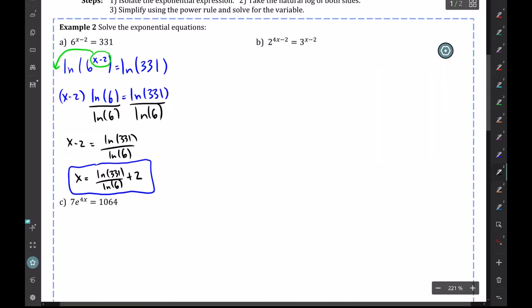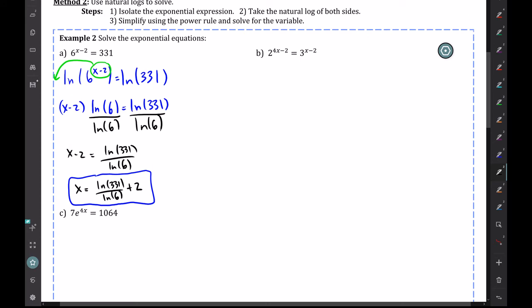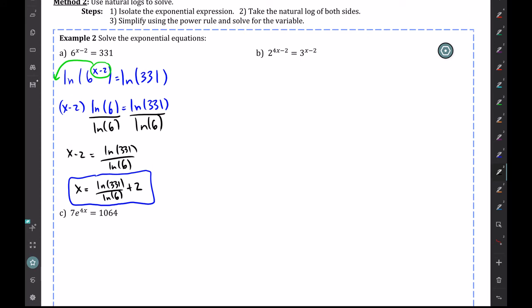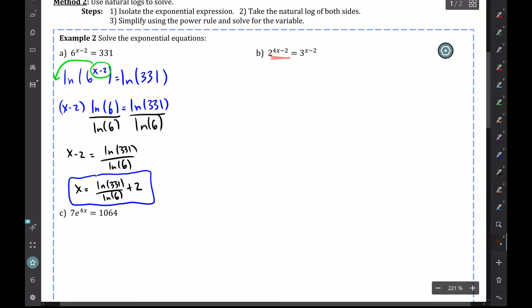Okay, now in this next example we have two different exponential functions with different bases, 2 and 3. So what we're going to do is, again, just apply natural log to both sides, and so we should get natural log of 2 to the 4x minus 2 is equal to natural log of 3 raised to the x minus 2.